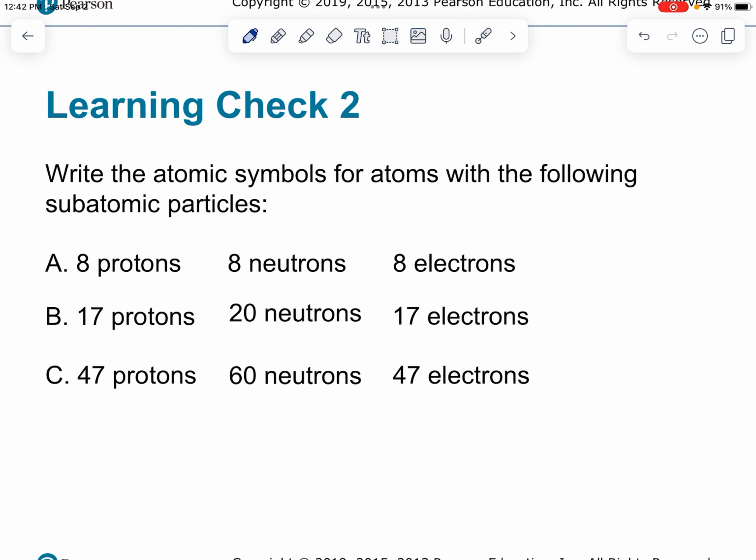Okay. Write the atomic symbols for atoms with the following subatomic particles. 8 protons, that's going to be oxygen, and the number of protons plus neutrons is 16. 17 protons, that's chlorine, and 17 plus 20 is 37. In your book, they'll show also having the atomic number. I don't usually bother with that, but you should know what it means. 47 is silver, and 47 plus 60 is 107.